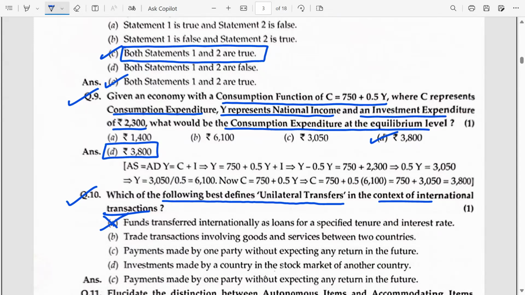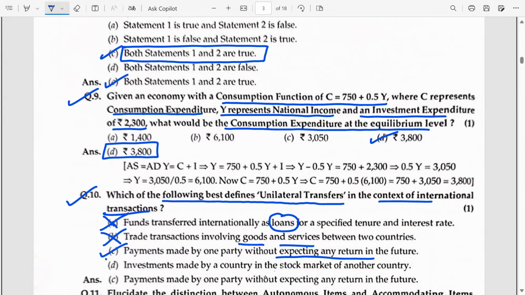Trade transactions involving goods and services between two countries. This is not a unilateral transfer payment because no good or service should be produced when you are making a transfer payment. So it's not B. Payment made by one party without expecting anything in the future. This is the correct answer. When you are making payment without expecting any return in the future. In case of loans, you expect a return in the form of interest rates. In the second case, goods or services were getting produced, not transfer payments.